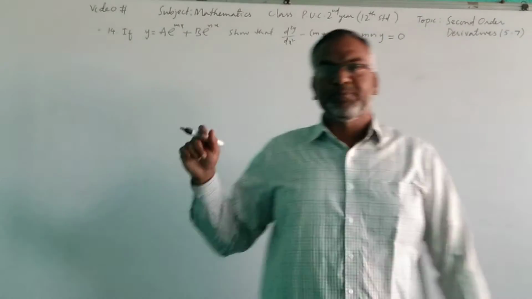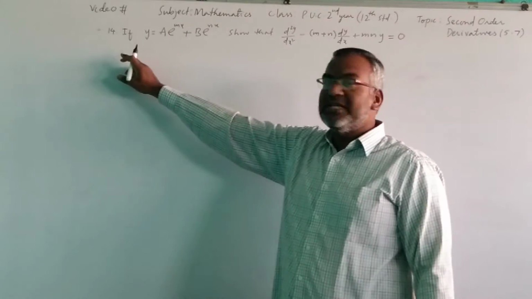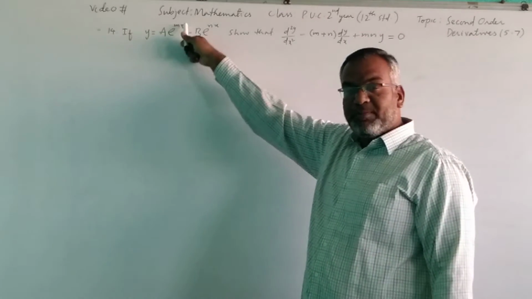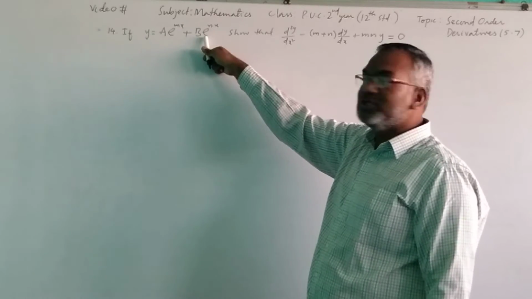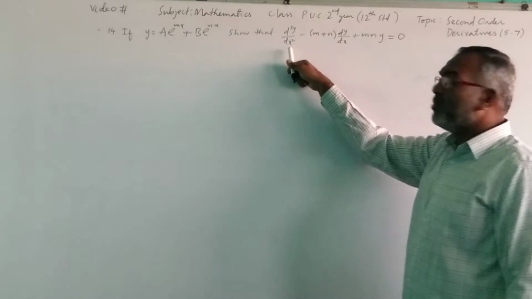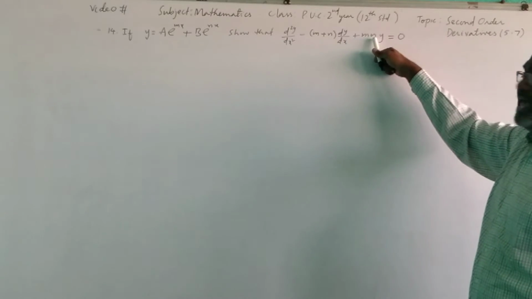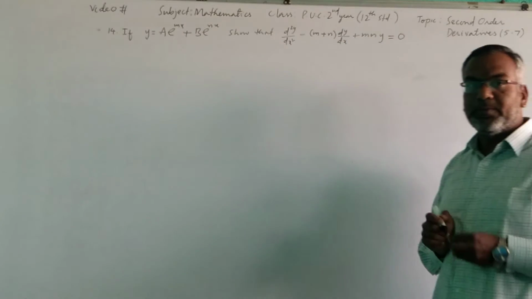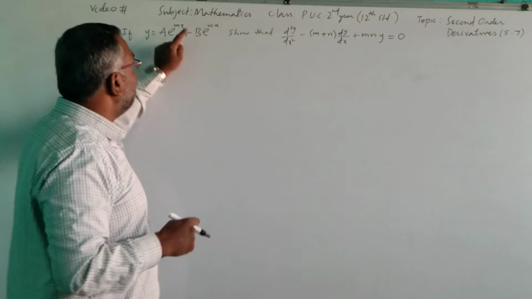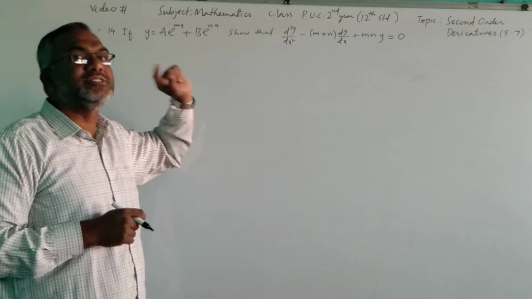Next question, students. Next question is question number 14 in the same exercise 5.7. Question number 14 is, if y is equal to a into e to the power of mx plus b into e to the power of nx, then show that d square y by dx square minus m plus n into dy by dx plus mny is equal to 0. This we have to prove. Here a, b and m and n are constants.